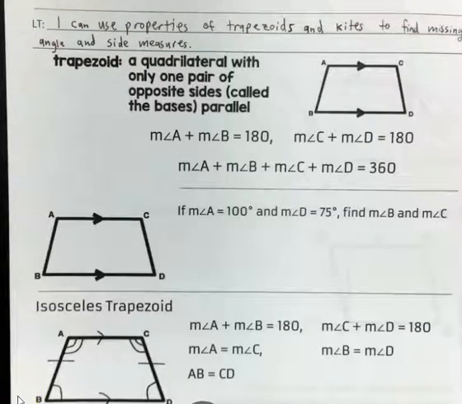Please write today's learning target. I can use properties of trapezoids and kites to find missing angle and side measures.